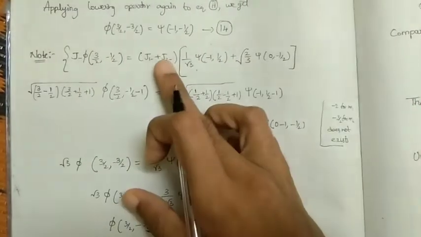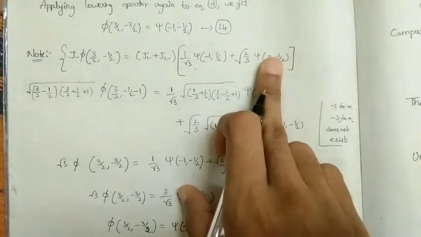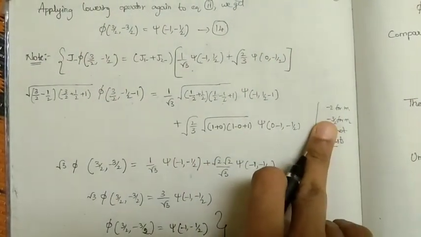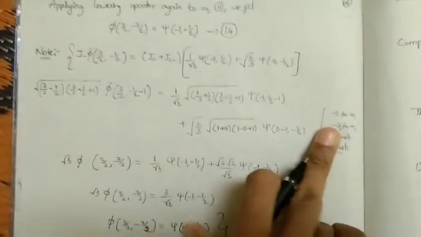And next, we cannot operate J2 minus on this because J2 minus would reduce the value of m2 by 1. Minus half minus 1 is minus 3 by 2. We have only m2 equal to half, minus half. Minus 3 by 2 is not possible. So the remaining 2 terms would get neglected.